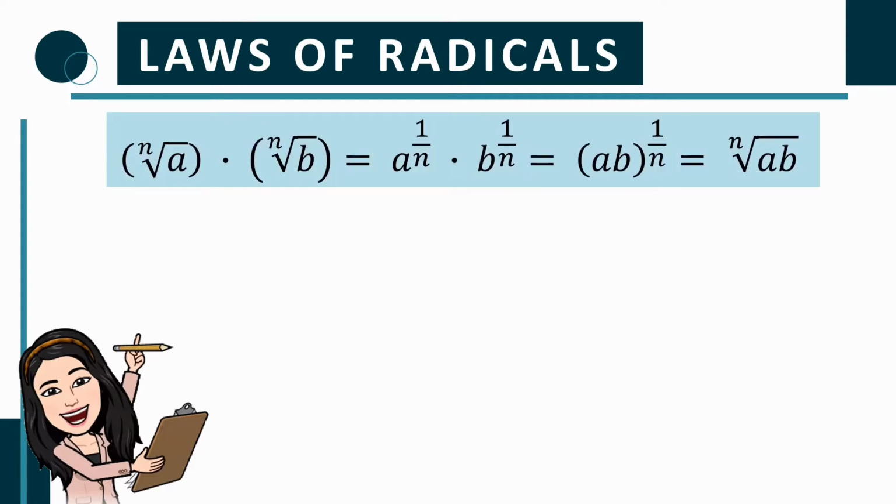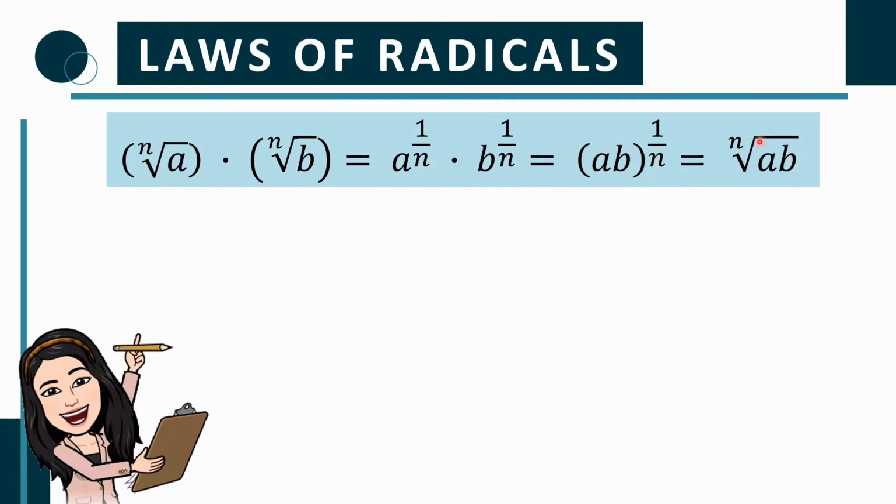Let's have this next law. It states that when nth root of a is multiplied to the nth root of b, okay, that will be equal to a raised to 1 over n times b raised to 1 over n. And that is equal to, applying the laws of exponents, di ba? Ay multiply lamang natin si a and b. A product of ab raised to the power of 1 over n. So, since parehas naman siya ng exponent or nung index, okay, so ganyan po ang magiging kalalabasan.